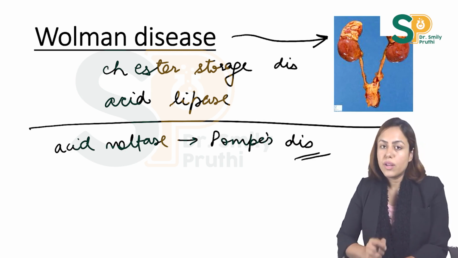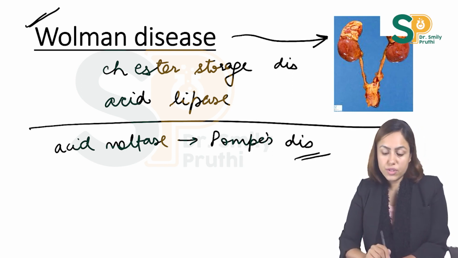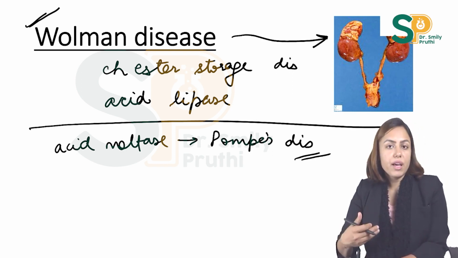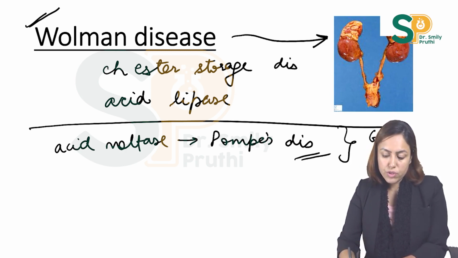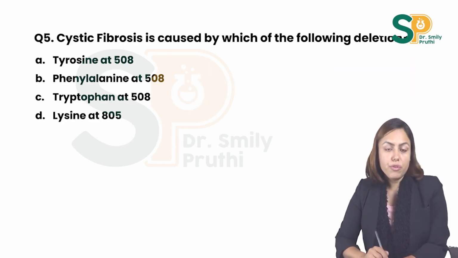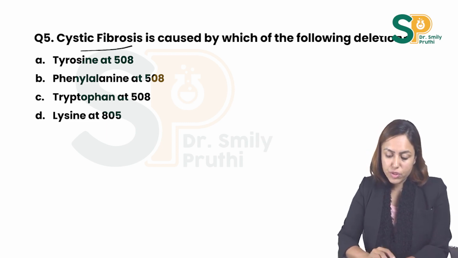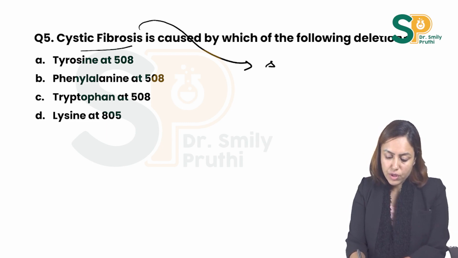Okay, so let me tell you some important topics for your upcoming NEET exam. Wolman disease and sphingolipidosis, do all the diseases nicely. The way I have taken in the video is very shortcut and only the high yielding portion, which is required for you to solve the questions easily. Then glycogen storage diseases are also very important. Okay, do revise them. Then next question, fifth question. Cystic fibrosis is caused by which of the following deletion? In cystic fibrosis, there is scarring of lung tissue.